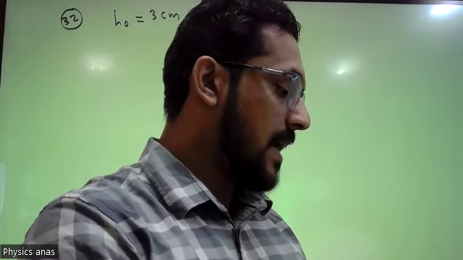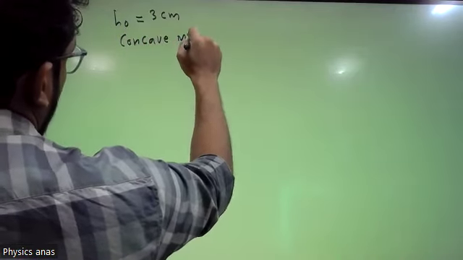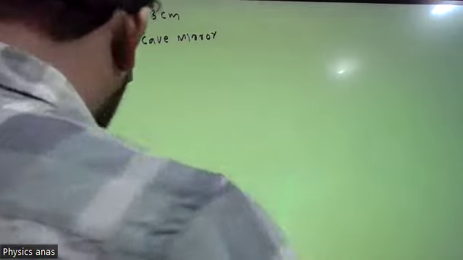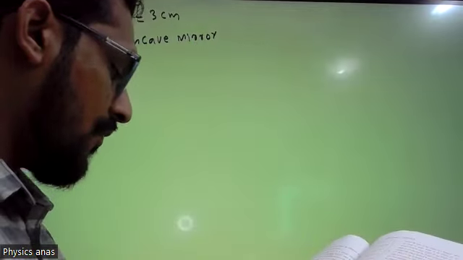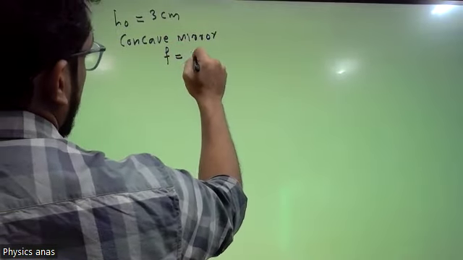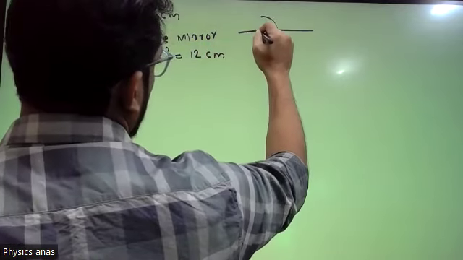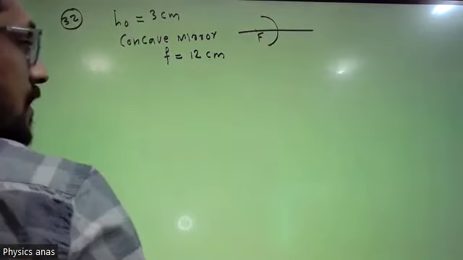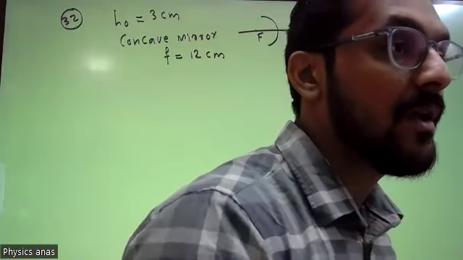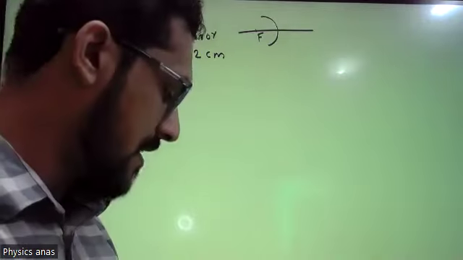On a white screen using a concave mirror. Which type of mirror are they using? A concave mirror. Then the focal length is 12 centimeter. For a concave mirror, the principal focus will be in front of the mirror, so the focal length will be negative. You should have that idea.